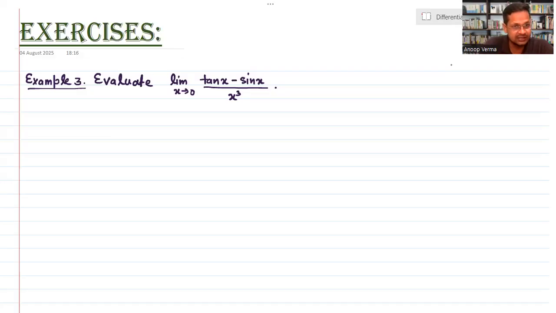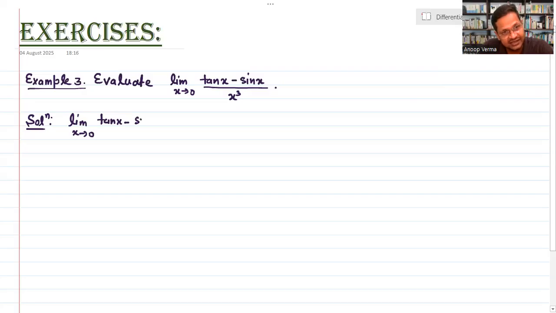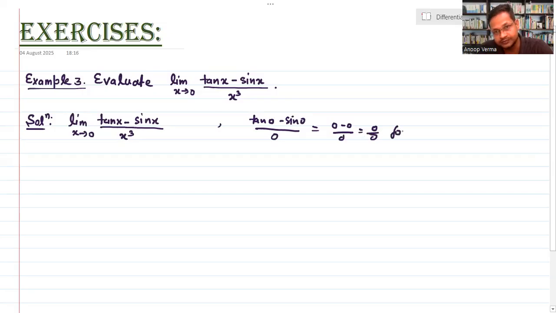Let's write the solution of it. If you are going to solve this limit x tending to 0, this will be tan x minus sin x divided by x cube. Now here, if you are putting x equal to 0, you will get tan 0 minus sin 0 divided by 0 cube, it means 0 minus 0 upon 0, so you get the 0 upon 0 form. So this is the indeterminate form 0 upon 0, so we can apply the L'Hospital rule.